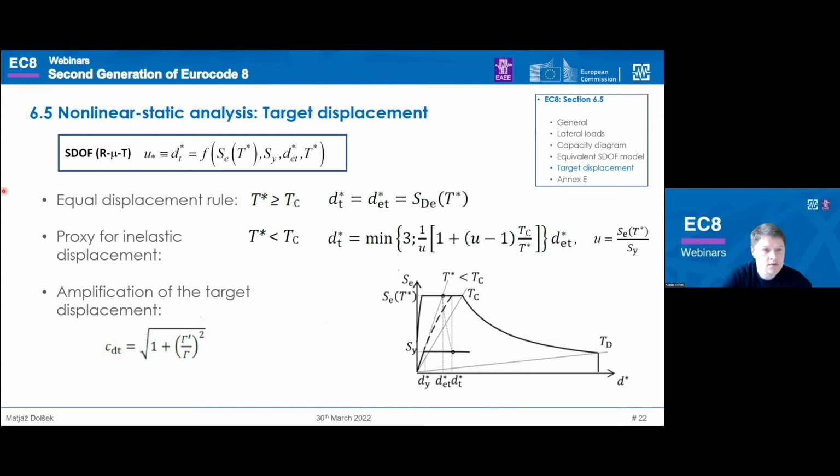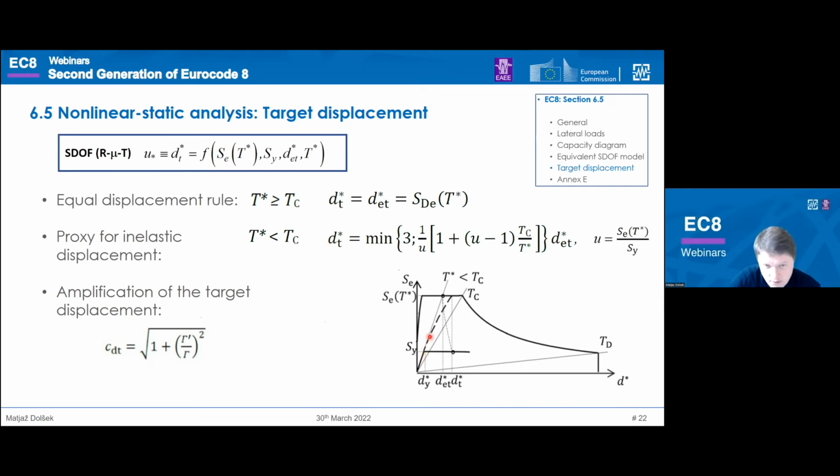So the calculation of target displacement is basically the same as in the current code. If the period of the single degree of freedom system is greater than TC, then the so-called equal displacement rule is used. So it is assumed that the displacement of the nonlinear system is equal to that of the linear system. But if the period of the equivalent single degree of freedom system is lower than TC, then this formula is used, which is basically the same as the R-mu-T relationship introduced by Pfeiffer.